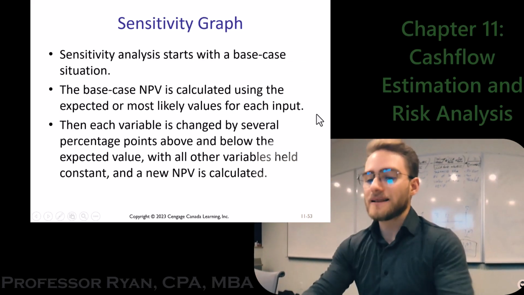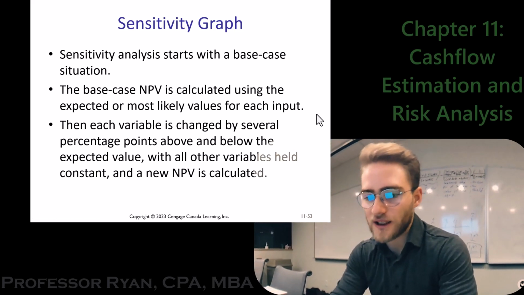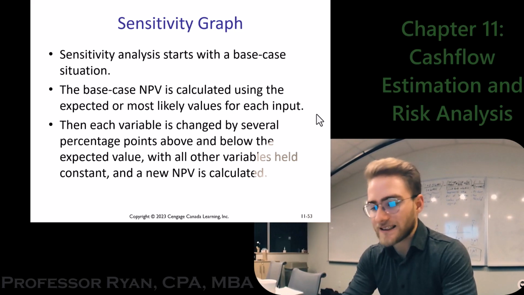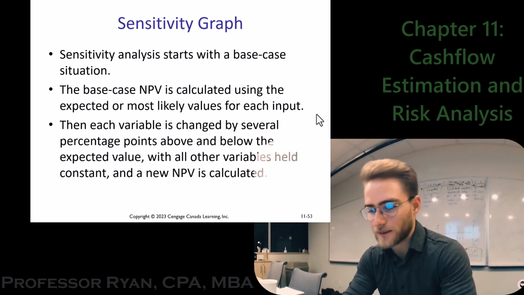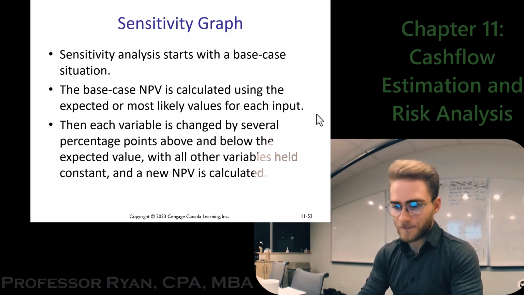So when we do a sensitivity graph, the analysis starts with a base case situation. The base case NPV is calculated using the expected or most likely value for each input. And then each variable is changed by several percentage points above and below the expected value with all other variables held constant, and a new NPV is calculated.